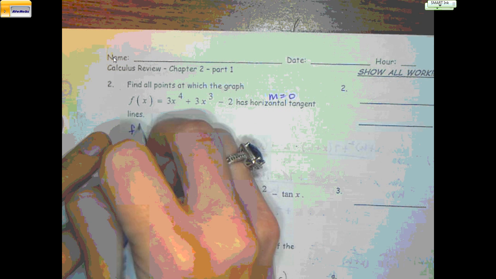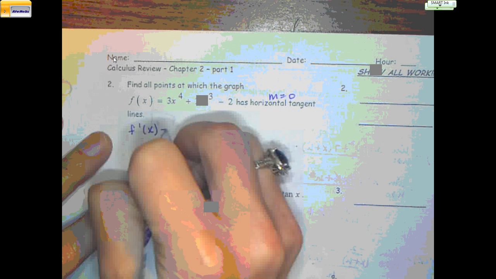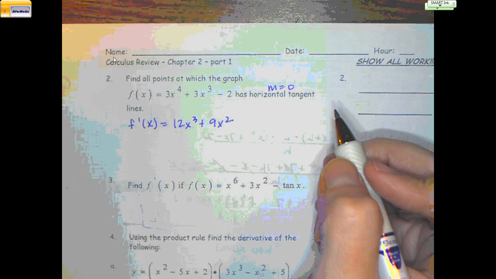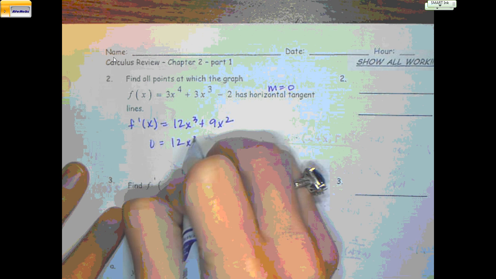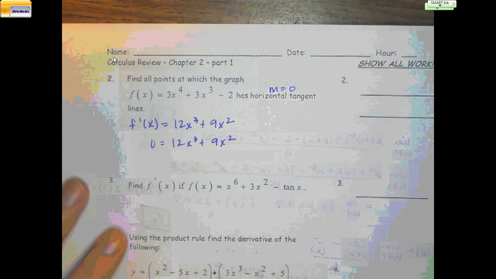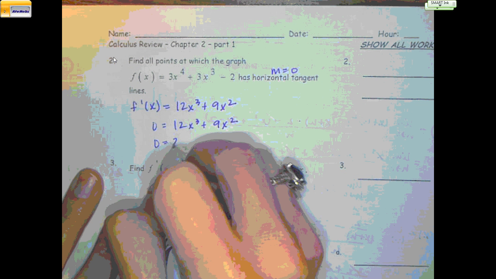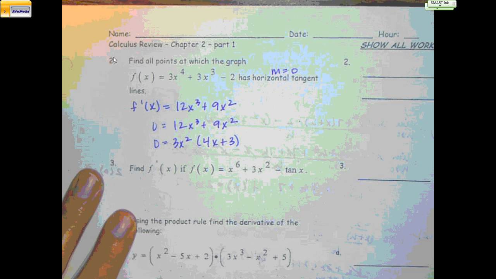Have they told us to use the derivative definition? No, so please let's use the power rule. We wind up with 12x cubed plus 9x squared. Does anybody not know where that came from? Thank you. Is everybody okay? Okay, let's set it equal to 0. Factoring would probably help us out. So we can factor out 3x squared, and that gives us 4x plus 3. Now what?